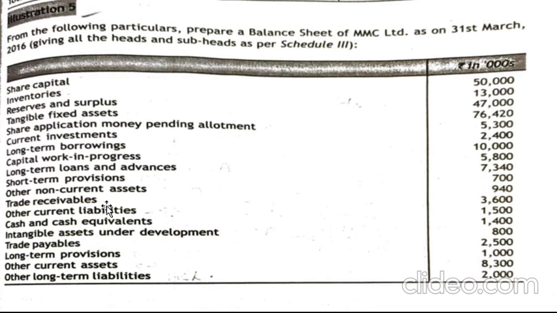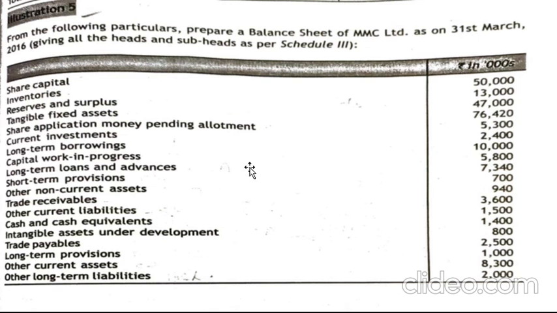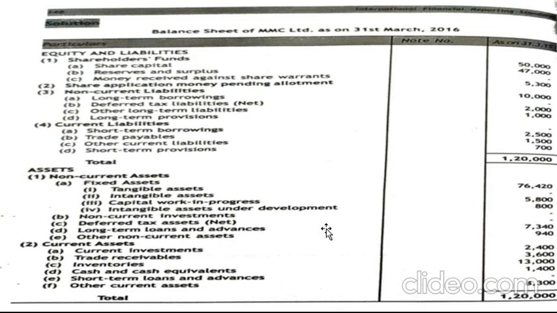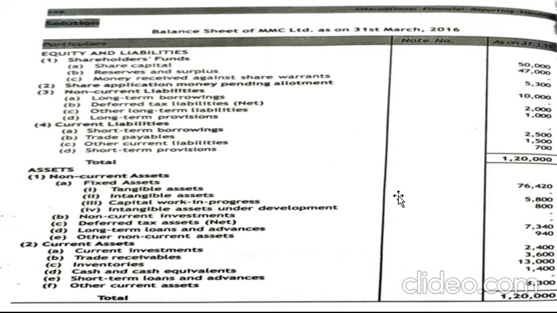Then we will check, do we have trade payables according to the format. In the problem we have trade payables, which is 2,500, so it is recorded here. Then we have other current liabilities, which is 1,500, so we will record 1,500 in the solution. Then we have short-term provisions as per the format, which is 700.